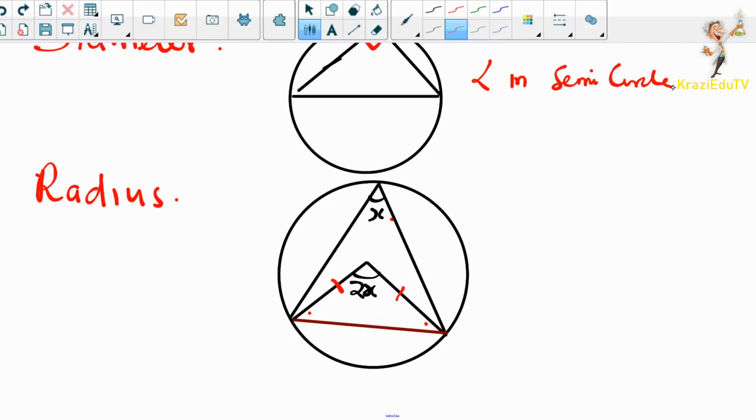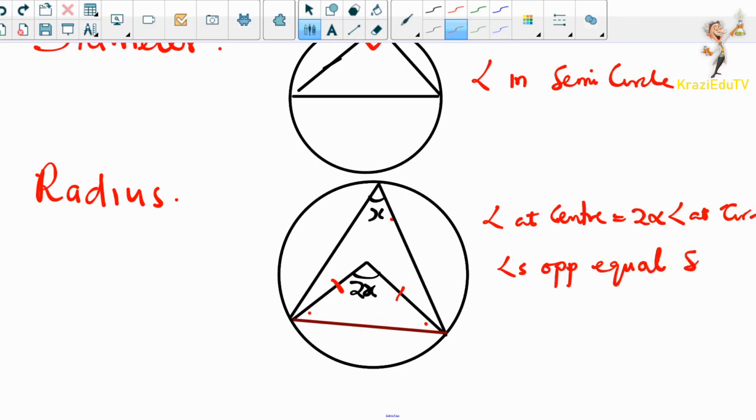Here you're thinking about angle at the center. Angle at center equals 2 times angle at circumference. Now you're also thinking about angles opposite equal sides. These are things that you must just quickly think about. It may not be there, but in most cases you should find this there.